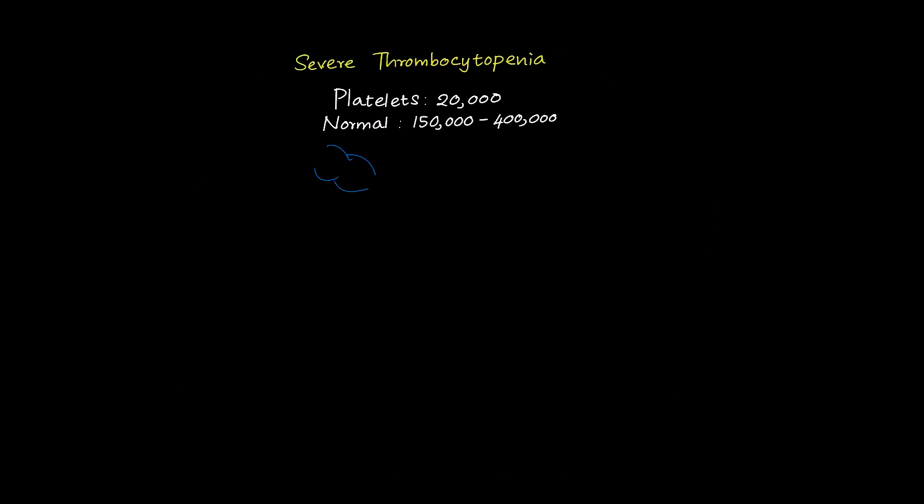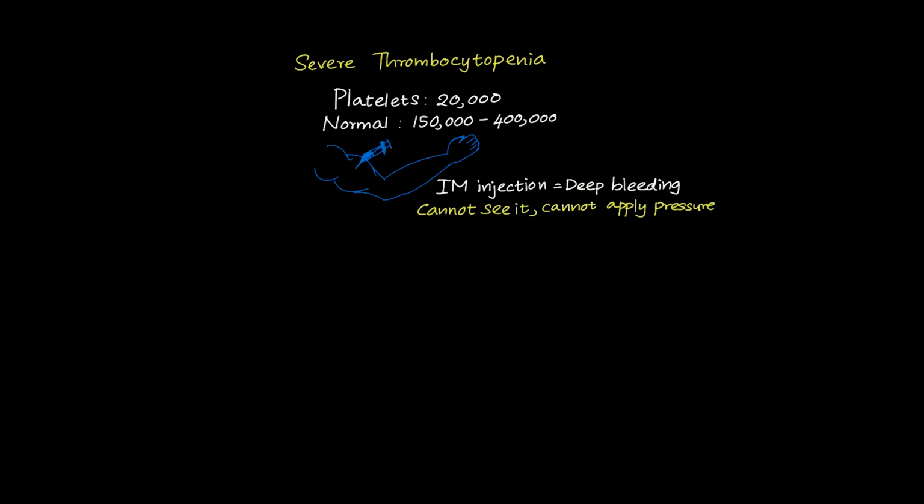The client's platelet count is 20,000. Normal is 150,000 to 400,000. This is critically low. Severe thrombocytopenia. What's the most important thing to protect this client from? Avoid intramuscular injections. IM injections go deep into muscle tissue. If a client with almost no platelets starts bleeding into the muscle, you can't see it, and you can't apply pressure to stop it. The hemorrhage just spreads through the tissue.